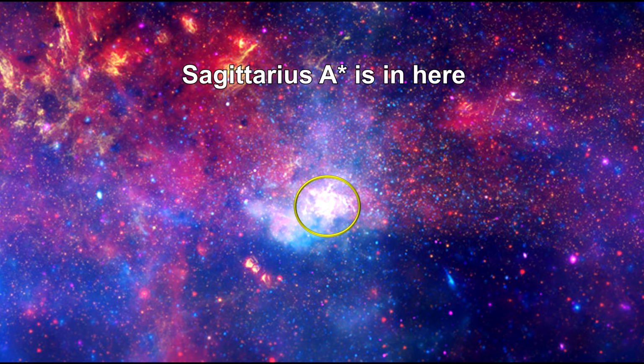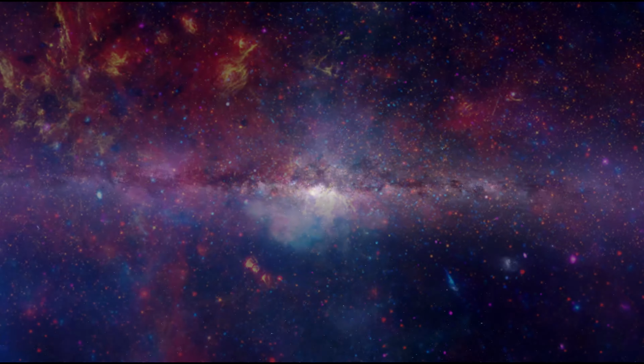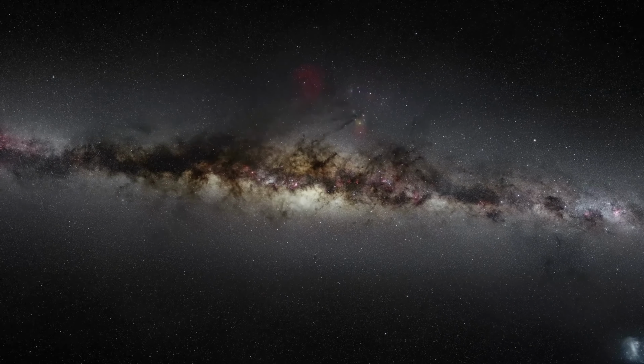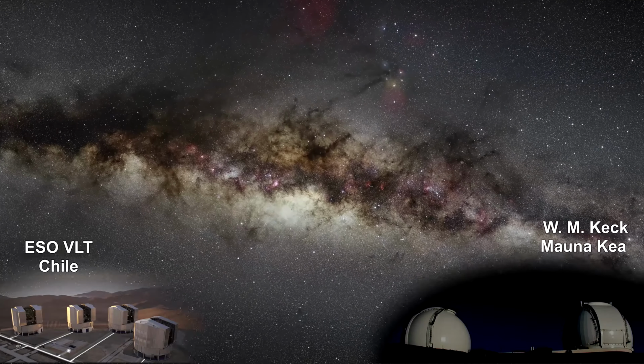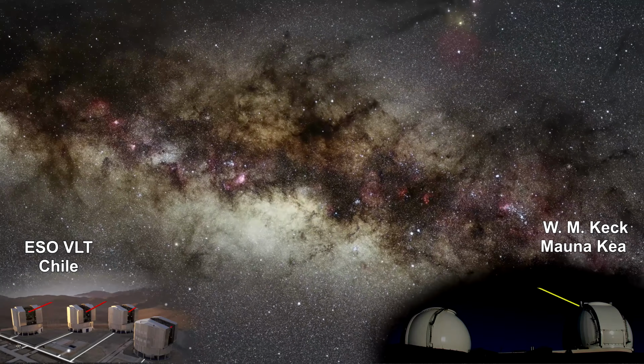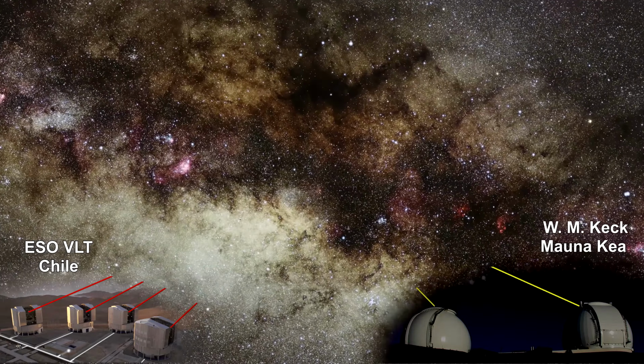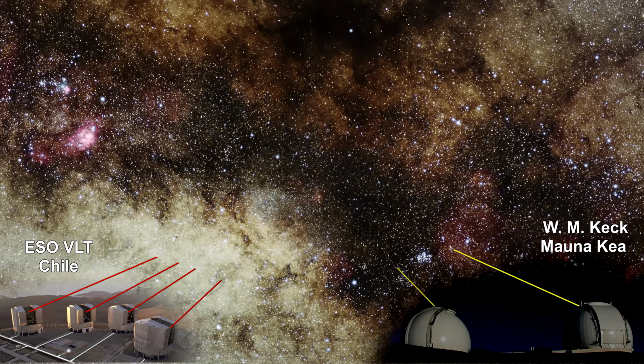The central object in the Milky Way is known as Sagittarius A star, or SAG-A star for short. It is surrounded by so many stars and gas and dust that it is almost impossible to see. Teams of astronomers and astrophysicists have been working on understanding Sagittarius A star for over 25 years.